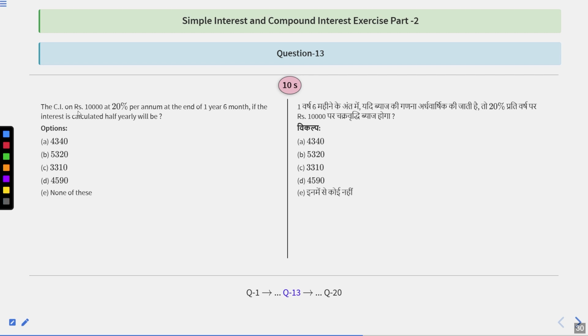The compound interest on rupees 10,000 at 20% per annum at the end of 1 year 6 months, if the interest is calculated half yearly, will be. You have 5 options and 10 seconds to analyze the question. Your time starts now.